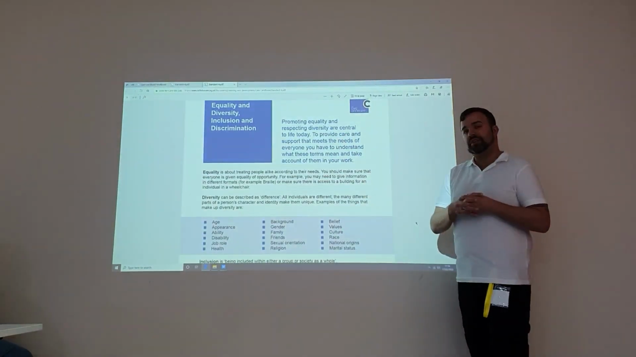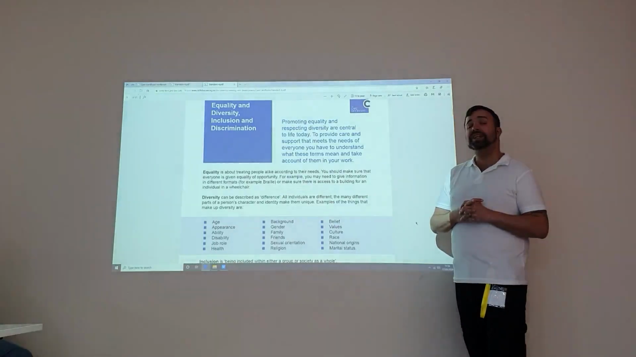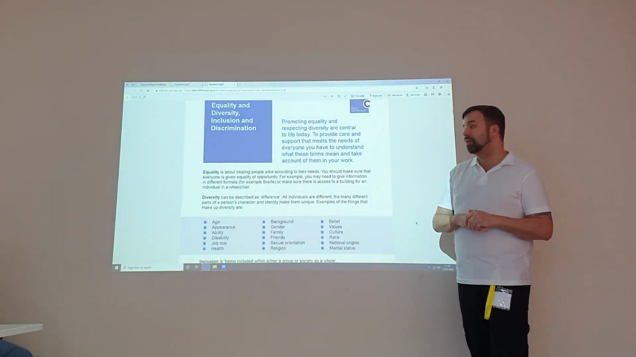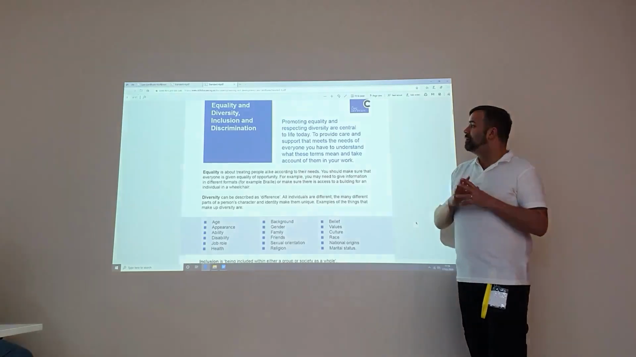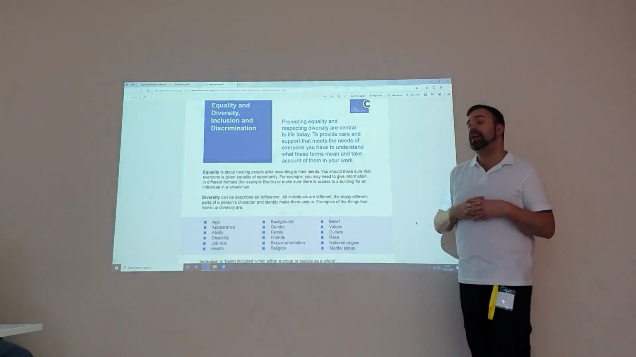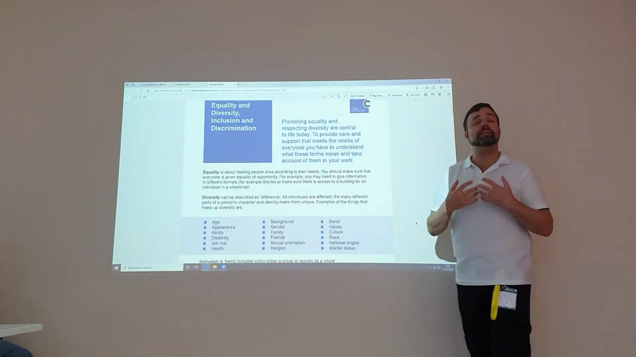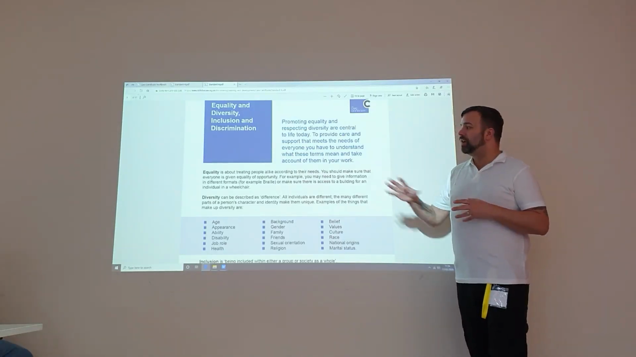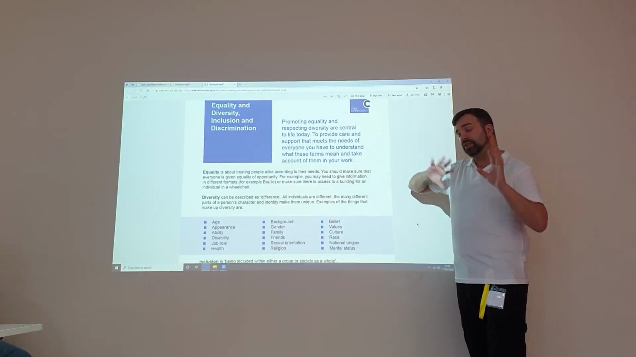It means we have a duty of care to promote equality. We need to respect diversity, and it's an essential, everyday part of our lives. We need to provide care that meets the needs of everyone, understand what that means to them, and work in a team together. We have what's known around equality and diversity as two different things.